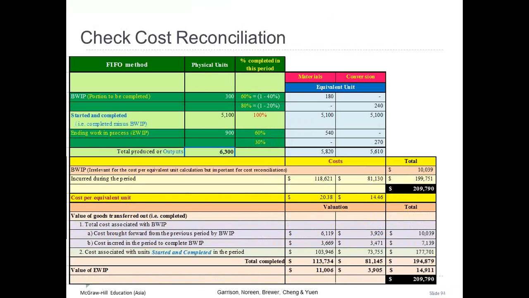So let's do a cost reconciliation. In order to calculate the total cost accountable, the brought forward beginning work in process costs need to be added. Then the total cost incurred from beginning work in process, $10,039, and incurred during the period, $199,731, totaling $209,700, should match with the sum of the inventory valuation figures arising from goods transferred out and ending work in process.